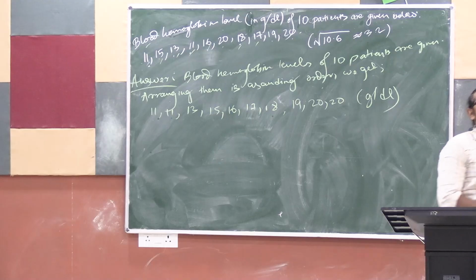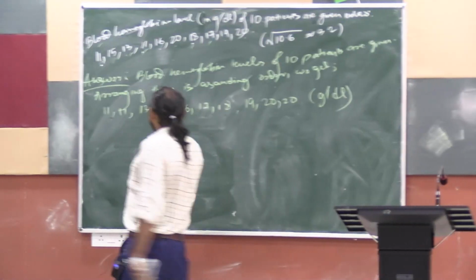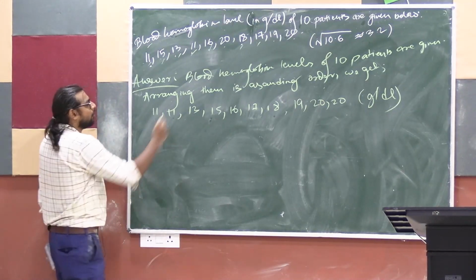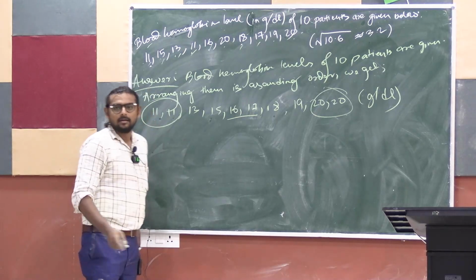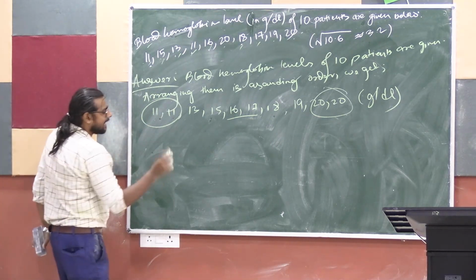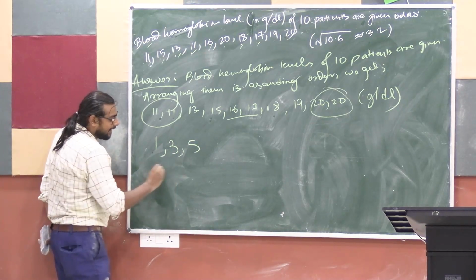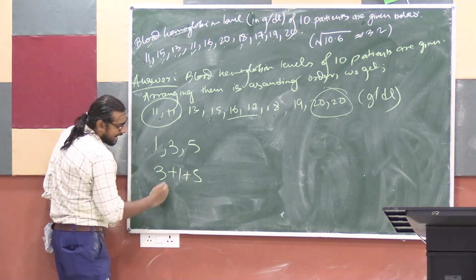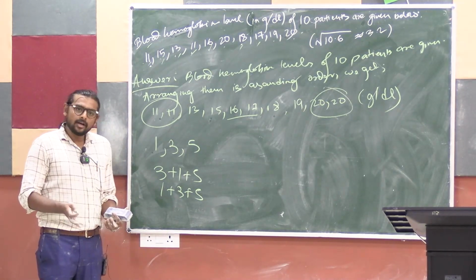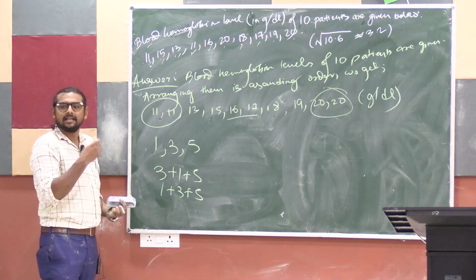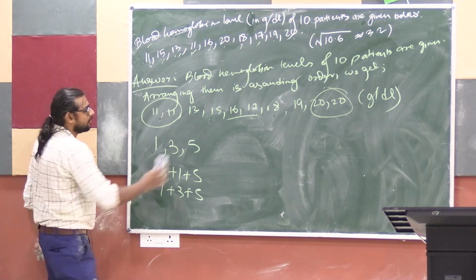Why did I arrange it in the first place? Because if I keep on looking at this data, the mode is already visible, the median is already visible, right? And say I have 3 numbers, 1, 3, 5. If I add 3 plus 1 plus 5 and I add 1 plus 3 plus 5, will the results be any different? No. Got it? So for the mean it will be the same, the median will come out easily, the mode will come out easily, that is why we write in ascending order.